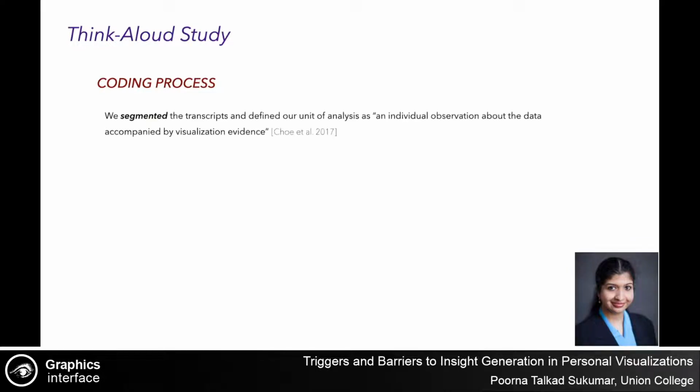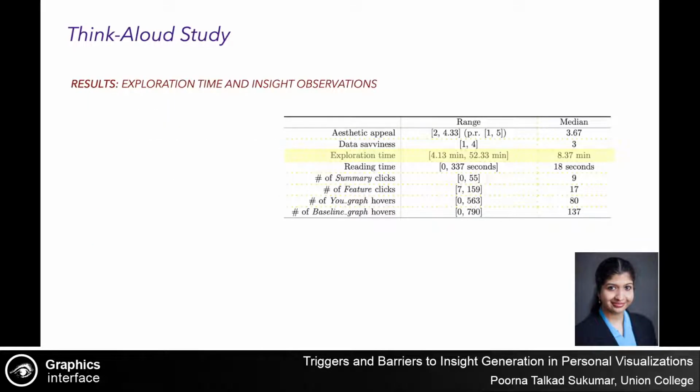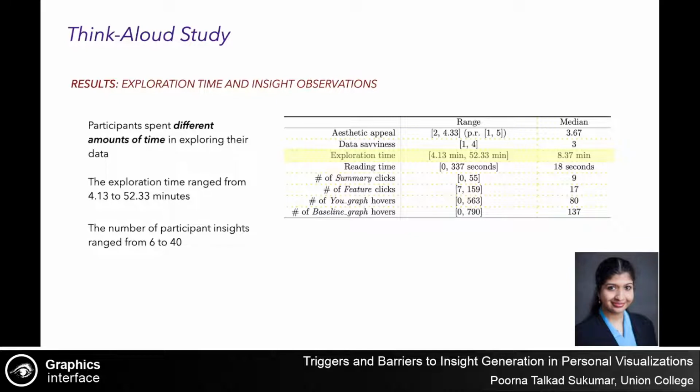We began our coding process by segmenting the transcripts, and we used predefined codes from prior work. We applied codes to each segment with the help of screen capture recordings. And here are some results from our analysis. We found that participants spent different amounts of time exploring their data, and the exploration time ranged from 4.13 to 52.33 minutes, and the number of participant insights ranged from 6 to 40.